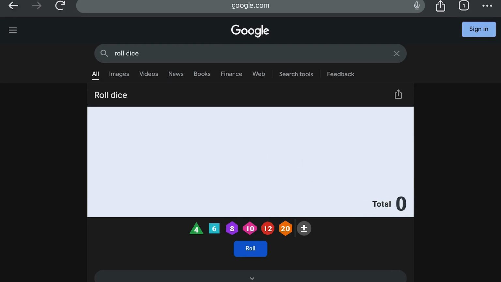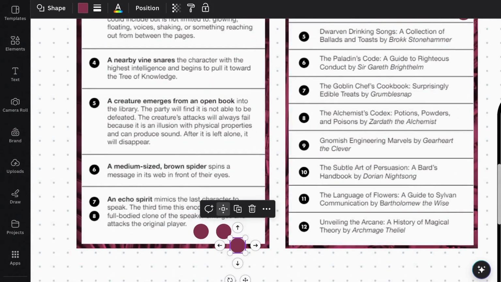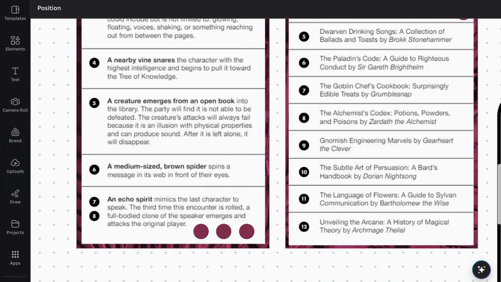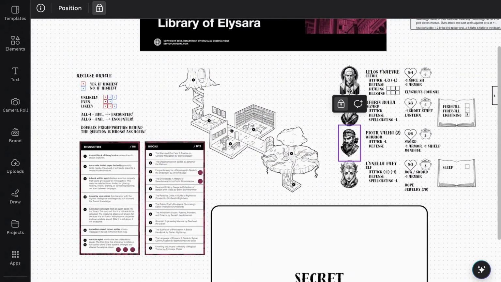So let's roll d8. 8. Ooh. An echo spirit mimics the last character to speak. The 3rd time this encounter is rolled, a full-bodied clone of the speaker emerges and attacks the original player. So we have to fight against the spirit of Piotr. I mean, a mimic spirit of Piotr.